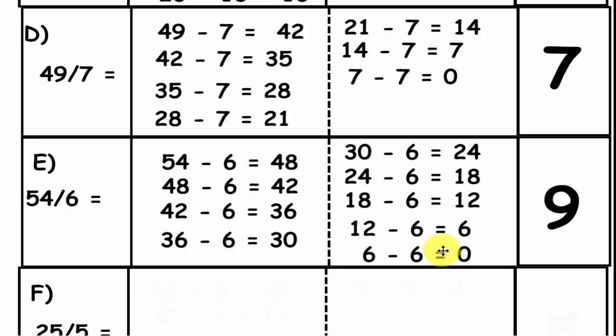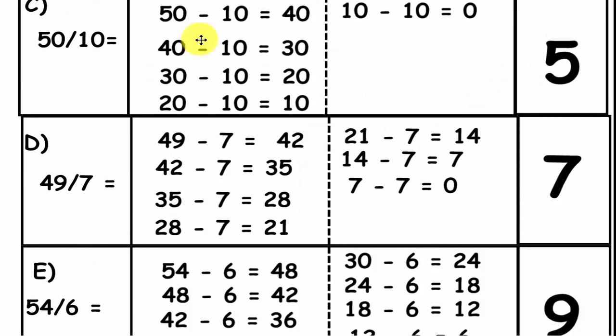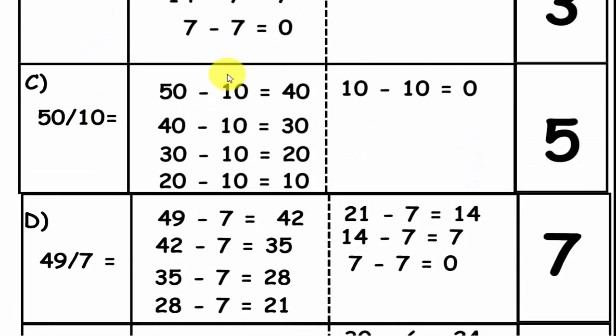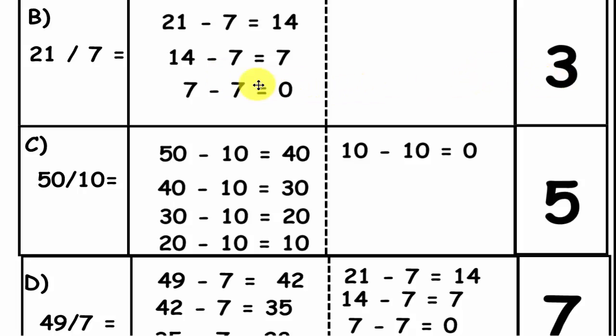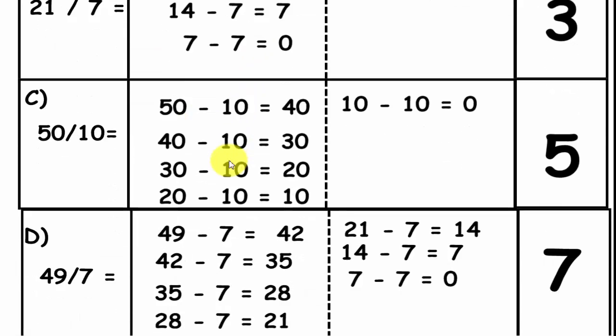Now, you can always check this out if you know your multiplication. 6 times 9 is 54. Same thing holds true here. 7 times 7 is 49. And what we have up here, 5 times 10 is 50. So you know your division is correct. And we have 3 times 7 is 21. And of course we have 3 times 5 is 15.